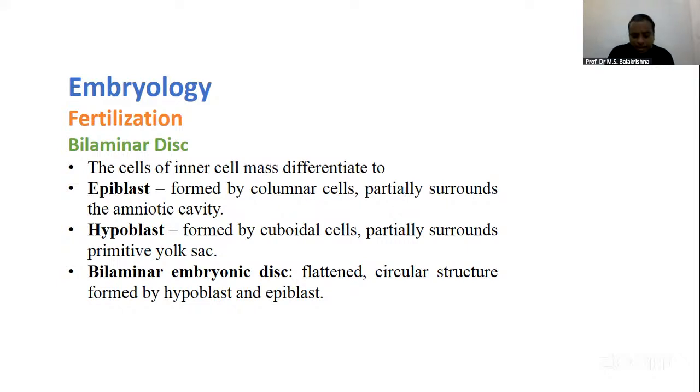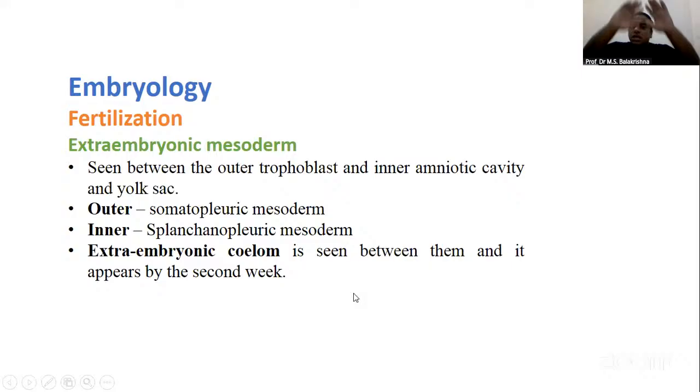Then you have the bilaminar embryonic disc, where there is an overlap. It's a flattened circular structure formed by hypoblast and epiblast. In the bilaminar disc, two types of cells are seen: hypoblast and epiblast. Then externally, there is the extraembryonic mesoderm, seen between the outer trophoblast and the inner amniotic cavity. The figure of 8 structure is in your Inderbir Singh book, where you can find all these things.